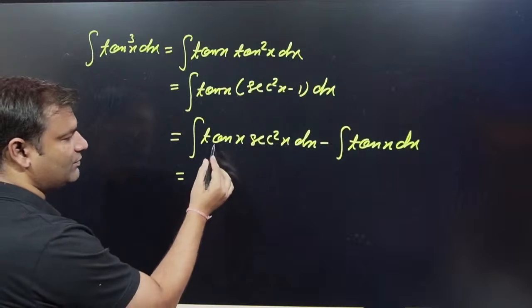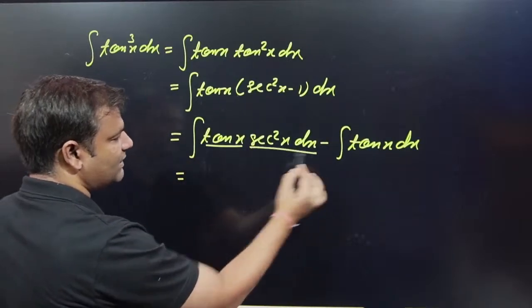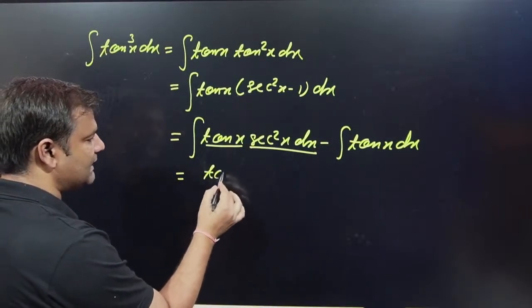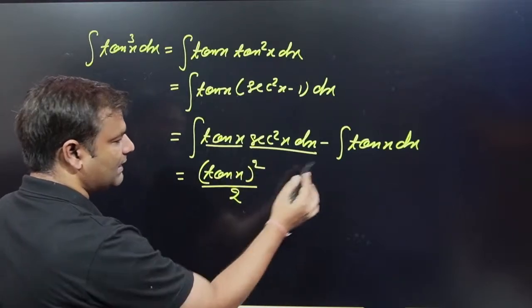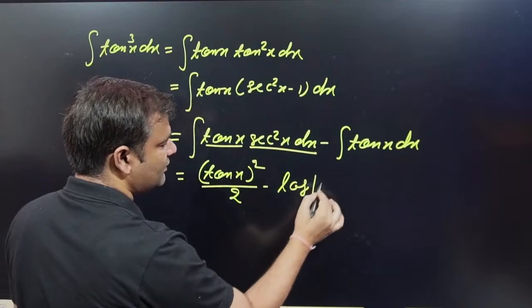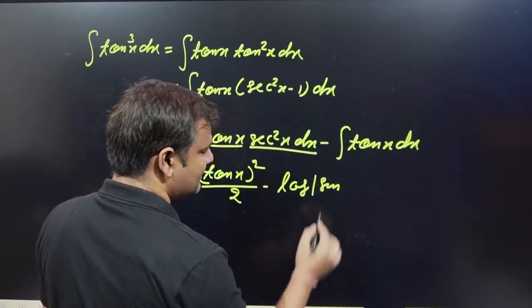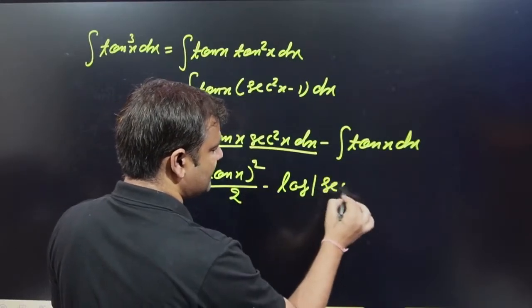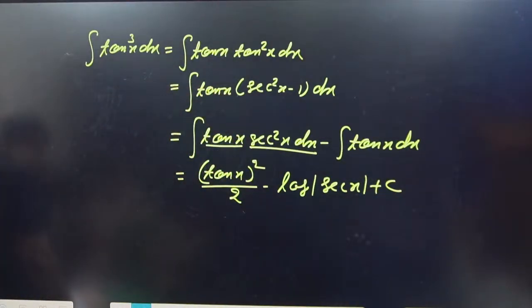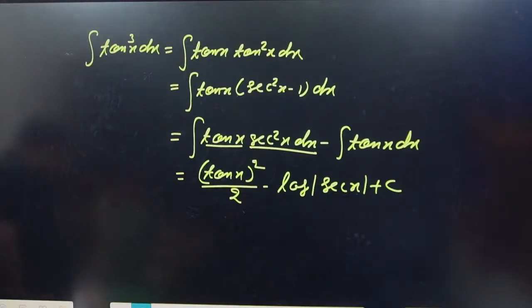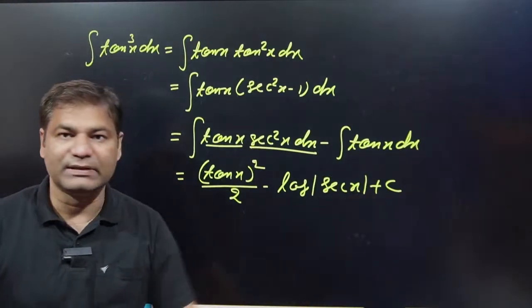So what about that value? If this is t, then that one is dt. So you can say that tan x to the whole square divided by how much? 2, and that one is basically log of modulus of sec x plus c is the right answer. Okay. 1 by 2 into tan x to the whole square minus log of modulus of sec x plus c.